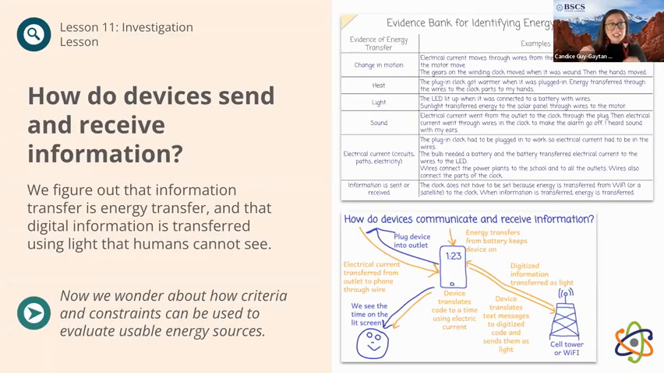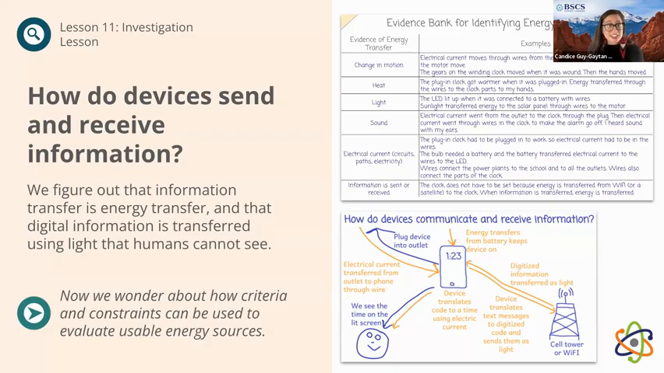In our lesson 11 investigation lesson, we obtain information from across multiple station activities that helps us to figure out how some clocks know the time without being set. We figure out that computers use patterns called digital code to think and communicate. We use this information to then engage in a consensus discussion to add to our class consensus model how some clocks know the time. And our biggest aha in this lesson is that all information transfer is energy transfer.